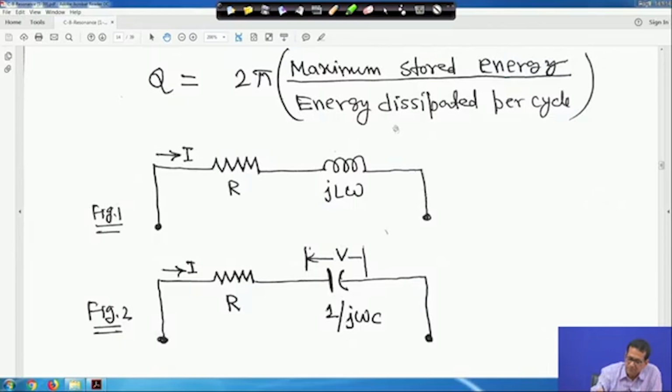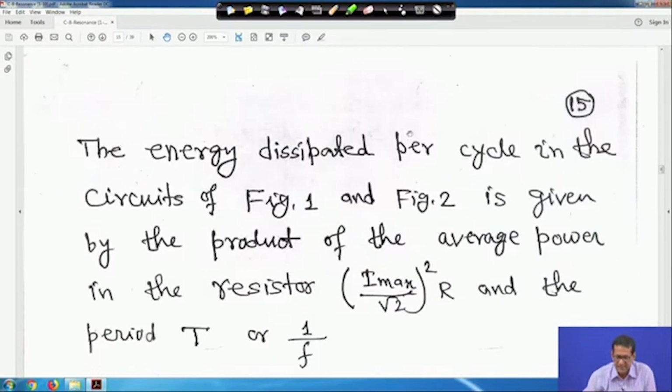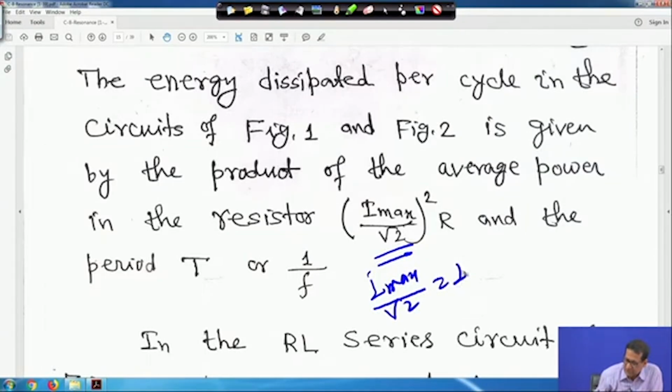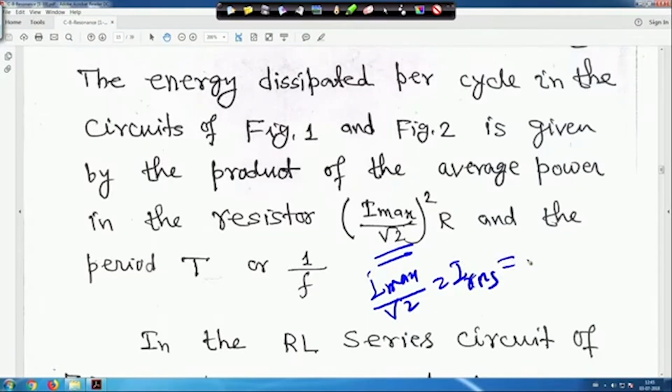Now, the energy dissipated per cycle in the circuit of figure 1 and figure 2 is given by the product of the average power in the resistor and the period T, or 1 by f. Here I max by root 2 is the RMS value of the current. So, the average power in the resistor is I RMS square into R, which is I max by root 2 whole square into R.